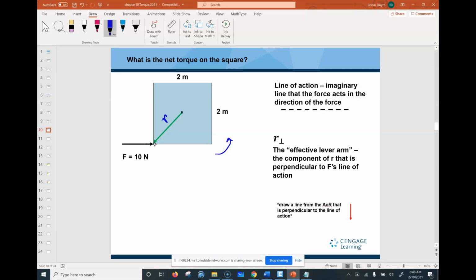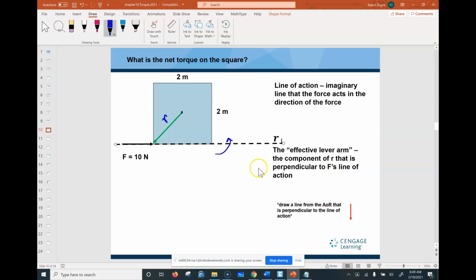So what you can do, a really useful trick, is you can draw something called a line of action. It's an imaginary line that acts in the direction of the force. So if you draw a line of action through your force, you can extend it in both ways, then you're all set.